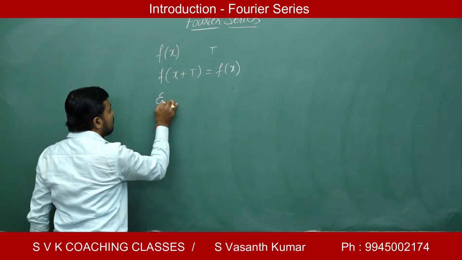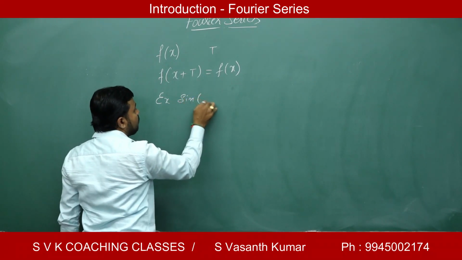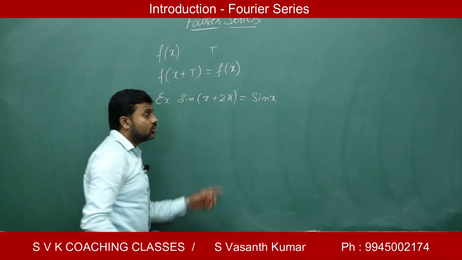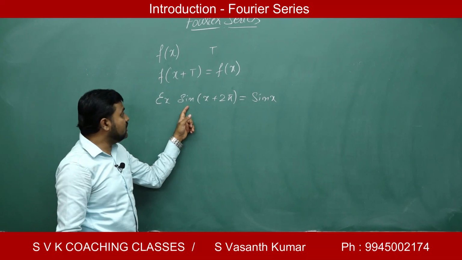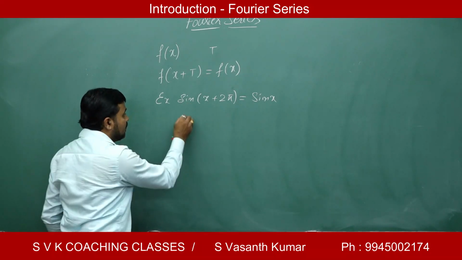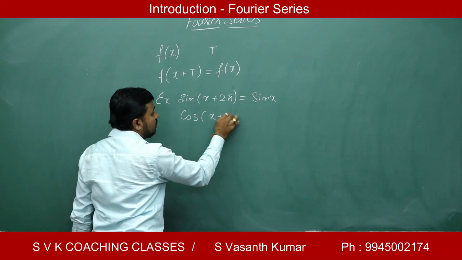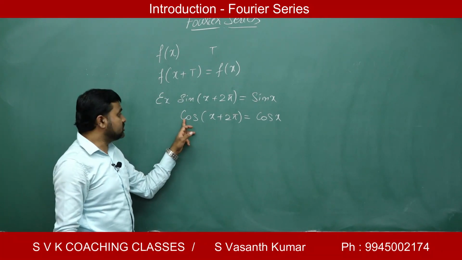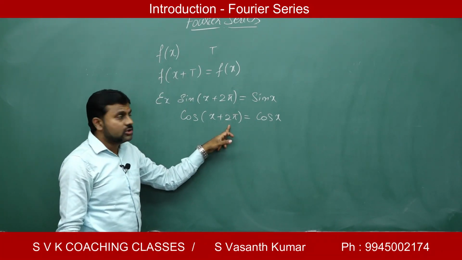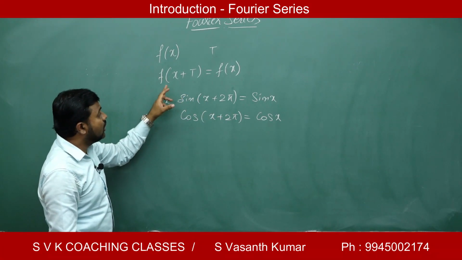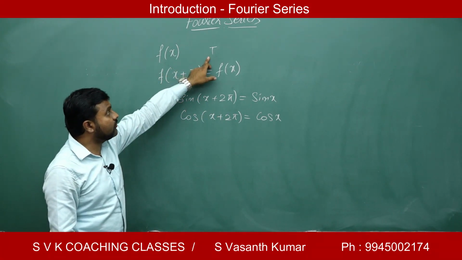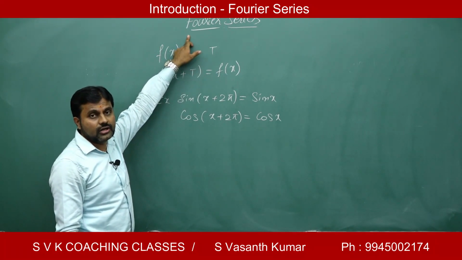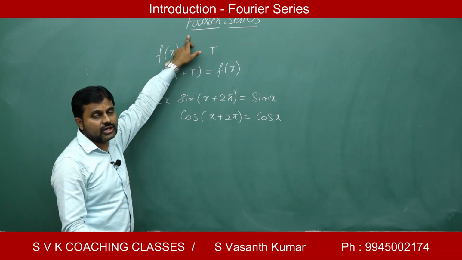For example, sine of x plus 2 pi is equal to sin x itself. So therefore we say that the sine function has period 2 pi. Similarly, cos of x plus 2 pi is equal to cos x. So again we can say that cos x has period 2 pi. Using this concept of period T, we find the Fourier series of any function with arbitrary period 2L or period 2 pi.